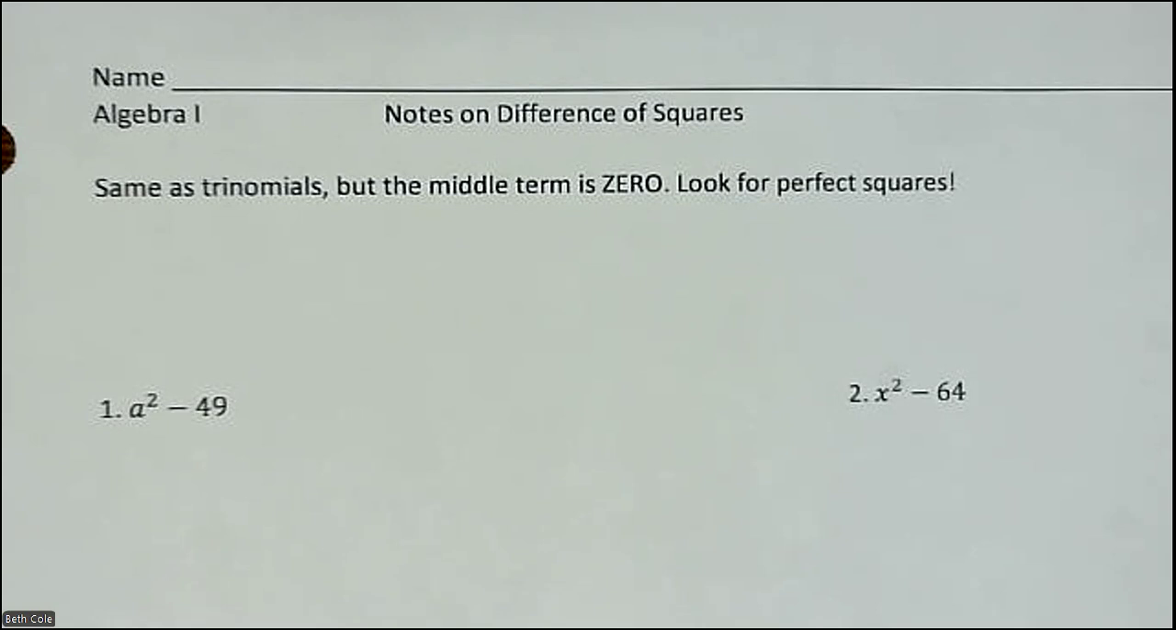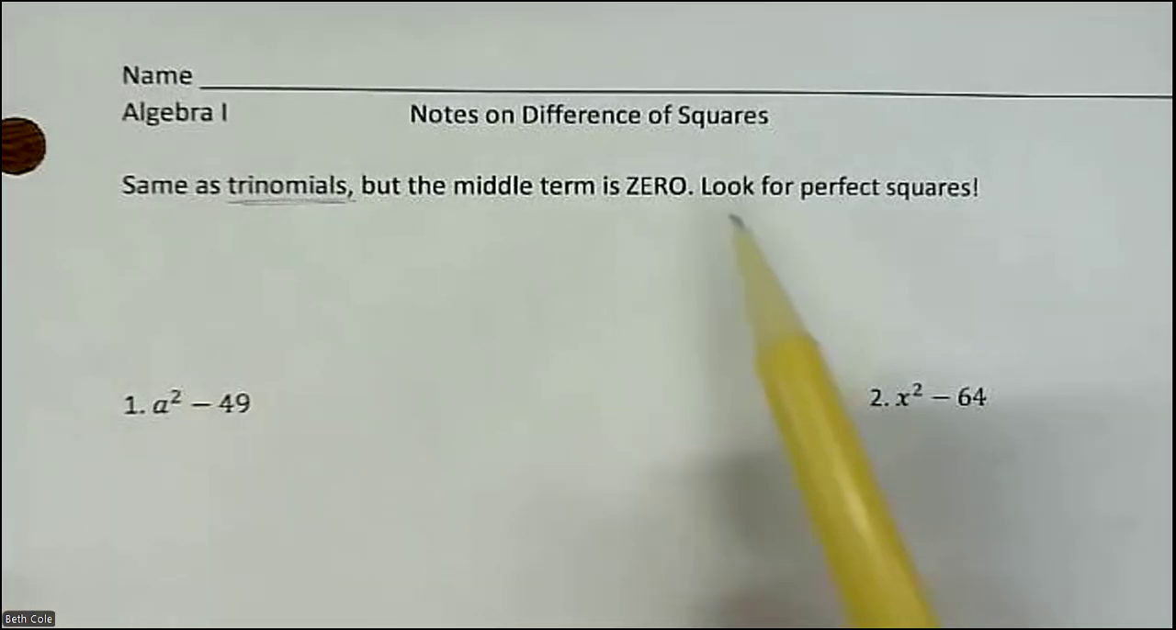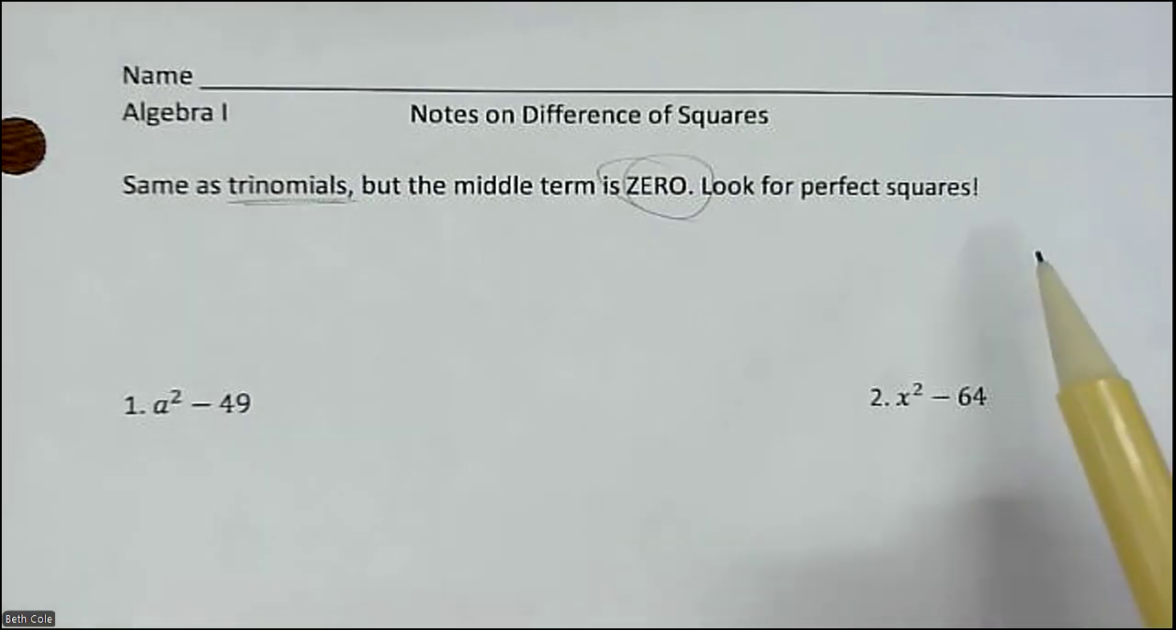All right, we did the trinomials, which was your X box thing. And then this is the last kind that we're going to do, which is called difference of squares. It is the exact same thing as a trinomial, but the middle term is 0. You are missing the middle term. It is 0. It has canceled out.